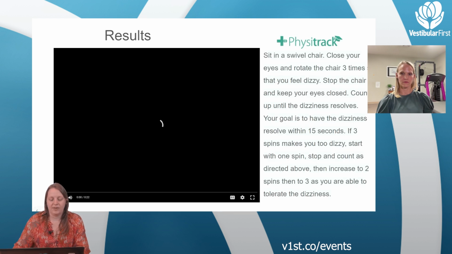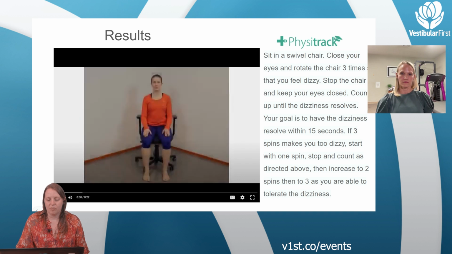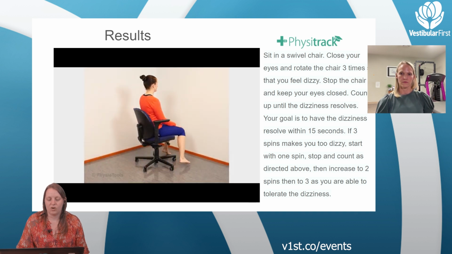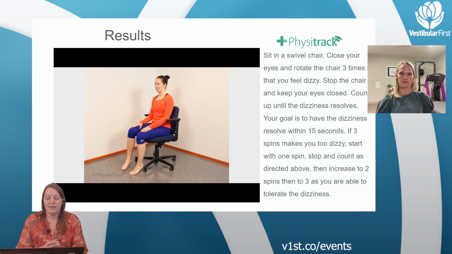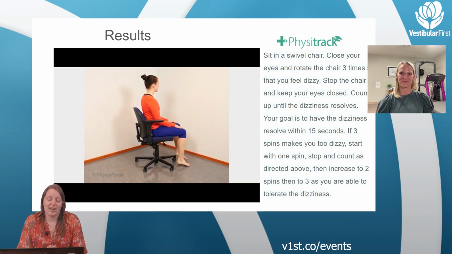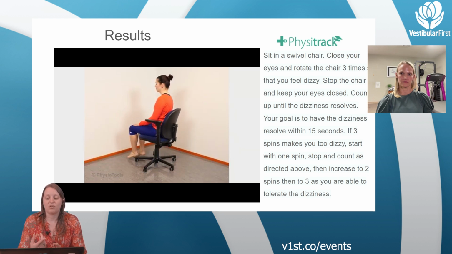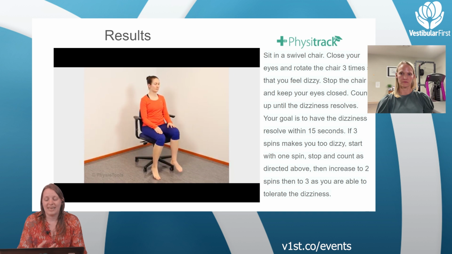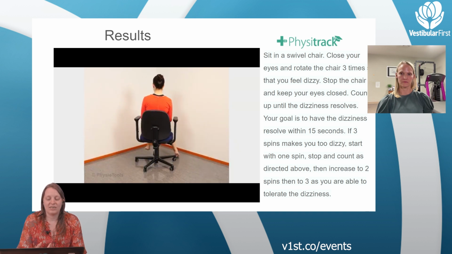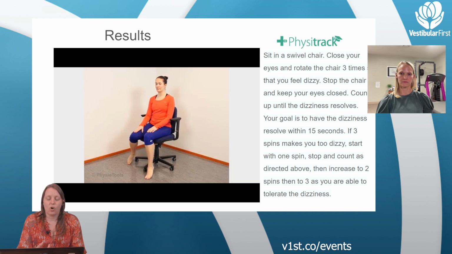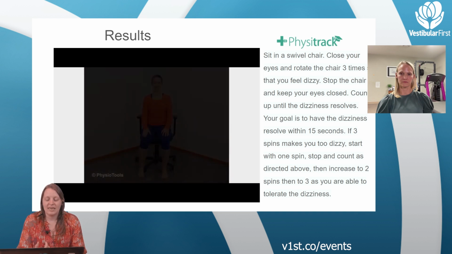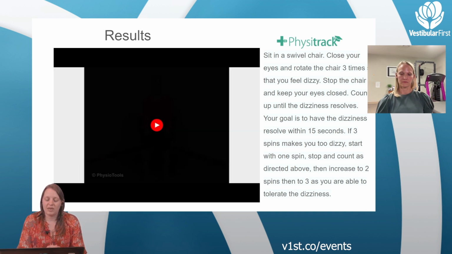So I did find a video that was put up by PhysiTrack, which is a home exercise program online, showing a swivel chair exercise. So I put it in here for everyone to see. They described it as literally having the person sit in some sort of swivel chair, having them close their eyes, rotate the chair 3 times, so a full 360 times 3, and then stop, and then keeping the eyes closed, wait until the dizziness resolves if there is any. The goal is to have it resolve within 15 seconds. If 3 spins is too much, you can back it off to 1 spin, etc.